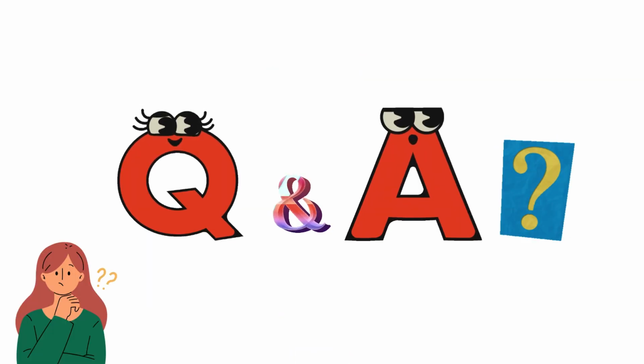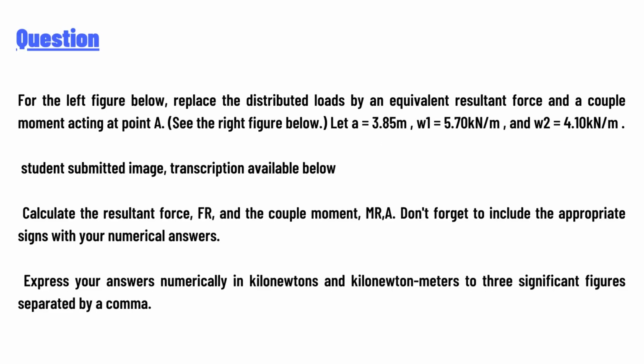Our today's question is: for the left figure below, replace the distributed loads by an equivalent resultant force and a couple moment acting at point A. See the right figure below. Let A equal 3.85 m, W1 equal 5.70 kN/m, and W2 equal 4.10 kN/m. Students submit image transcription available below.